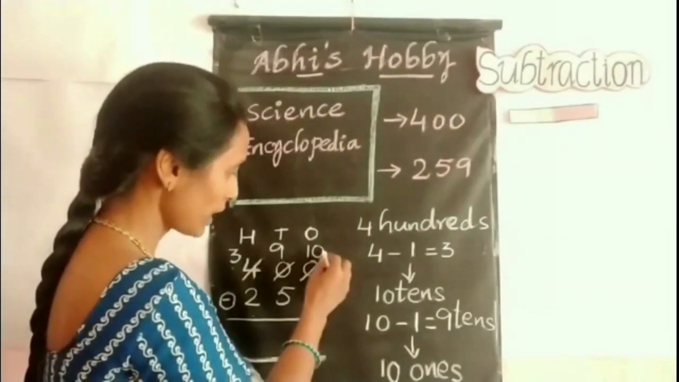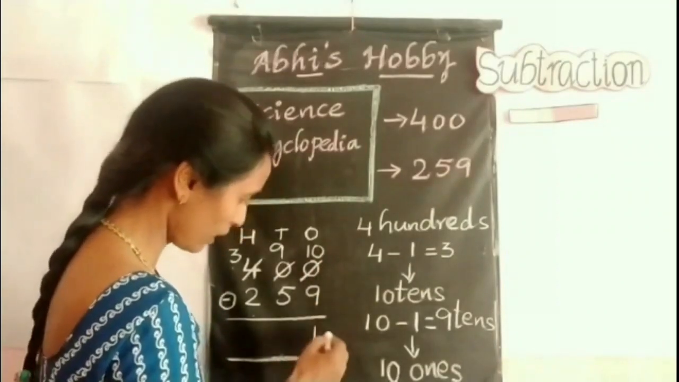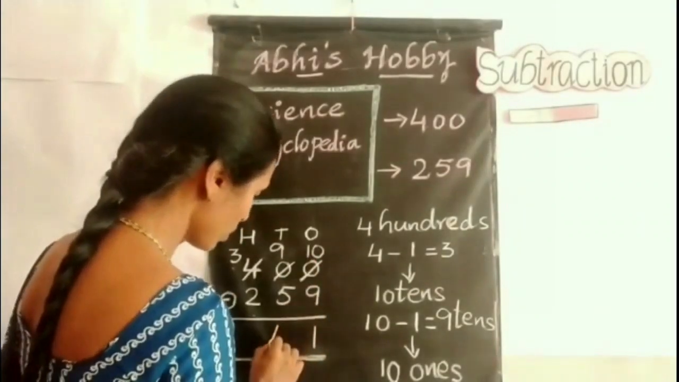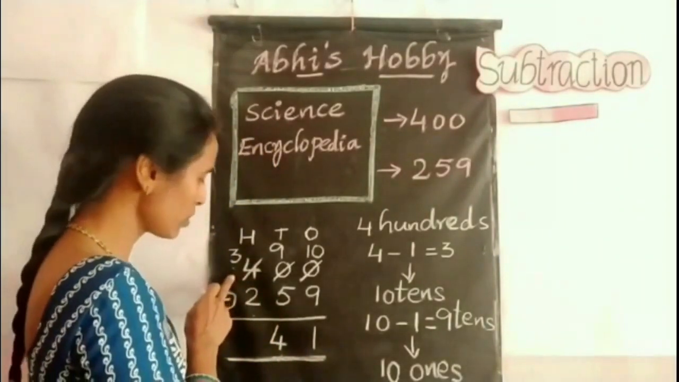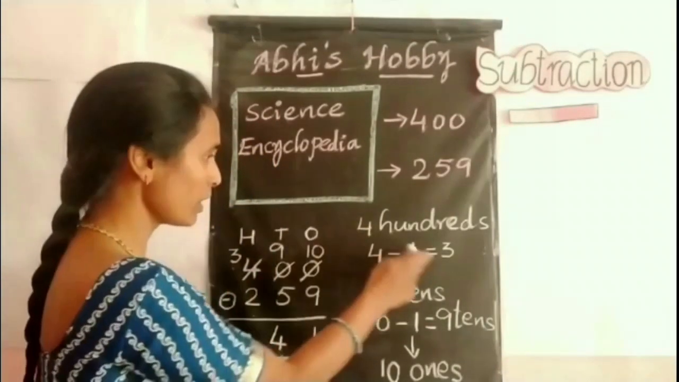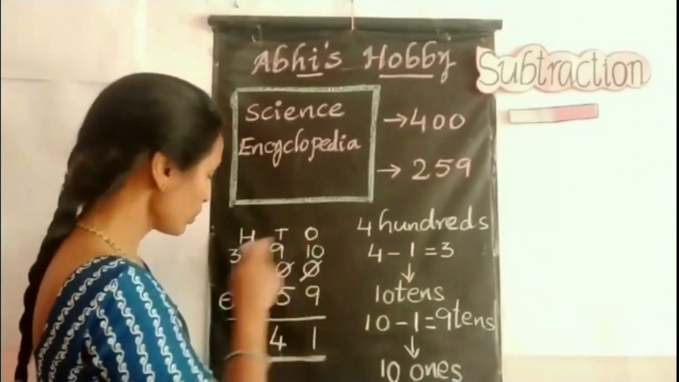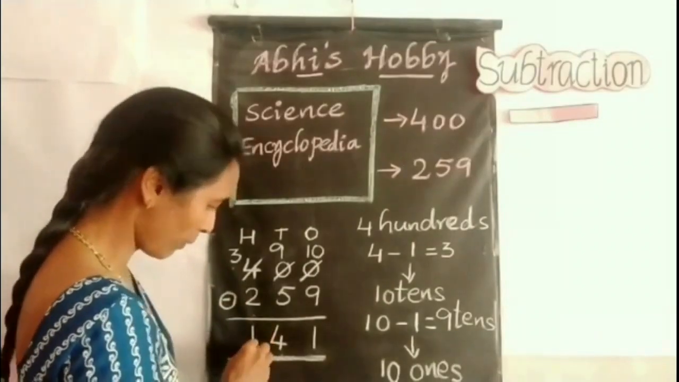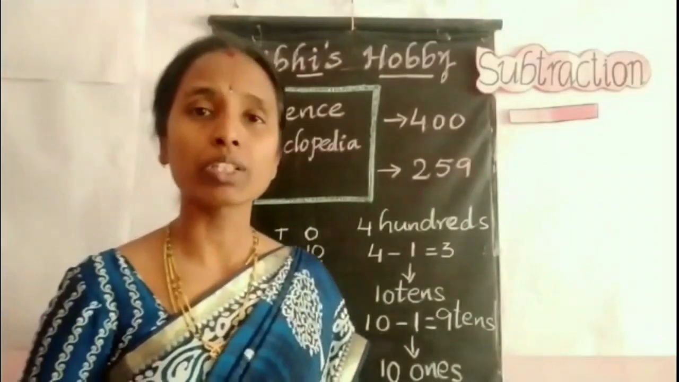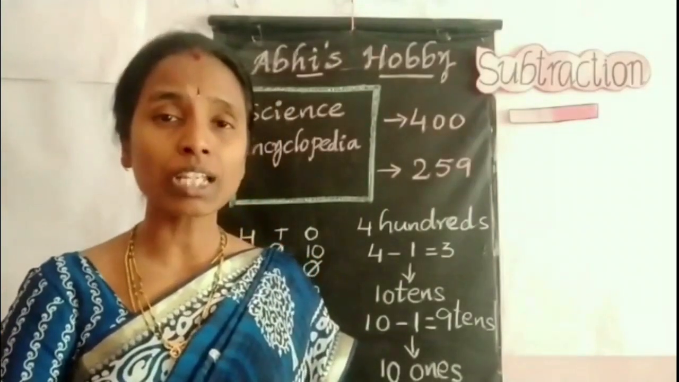Come on. 10 minus 9, 1. 9 minus 5, 4. 3 minus 2. Here you should remember one thing children. From 400s already we have given 100 borrowed. So here 300s are left over. So 3 minus 2, 1. So children, 141 papers are still left.